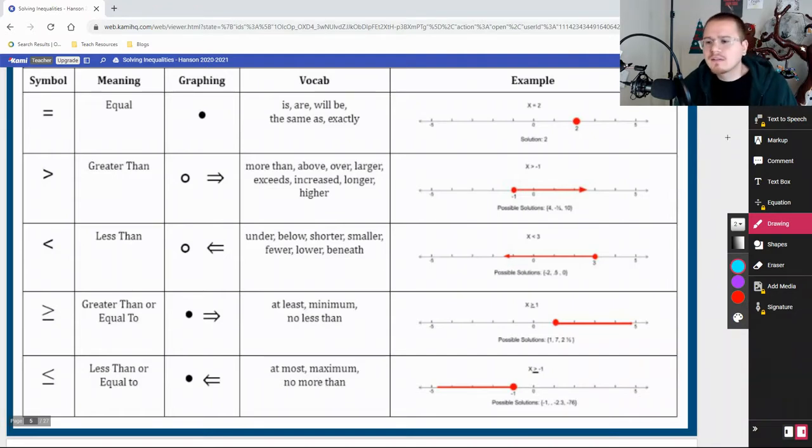So x equal to 2 is just a circle on 2. Greater than, this should be an open circle though, not a closed circle. So that should not look like that. This one as well should be an open circle, so it should not be shaded in. It should just look like this and just look like this. Possible solutions tells you the different numbers that would make this true. And again, I'm going to talk more about this, but this is a nice little cheat sheet.